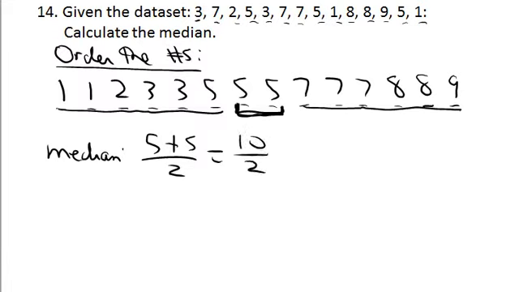Now again, this is a little unnecessary, because I can see when they're both 5s that the average of two 5s is going to be 5. But if the numbers aren't the same, you do have to carry out the average.